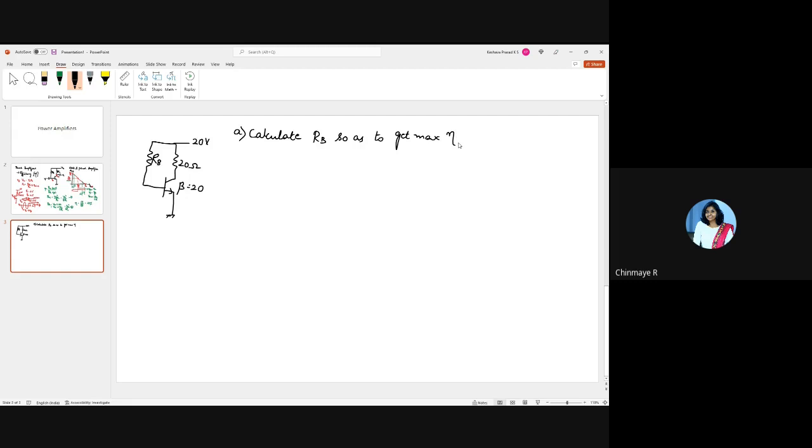How do you do this? What should be the value of IC in order to get the maximum efficiency? It should be less, ma'am. VCC by 2R. It should be VCC.